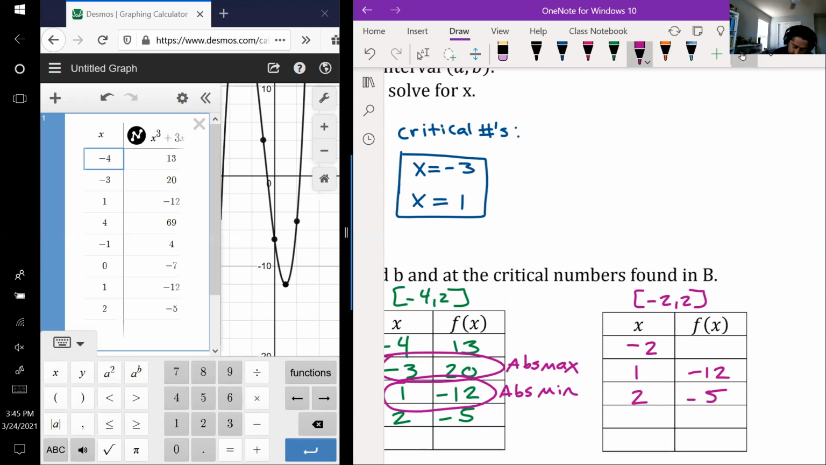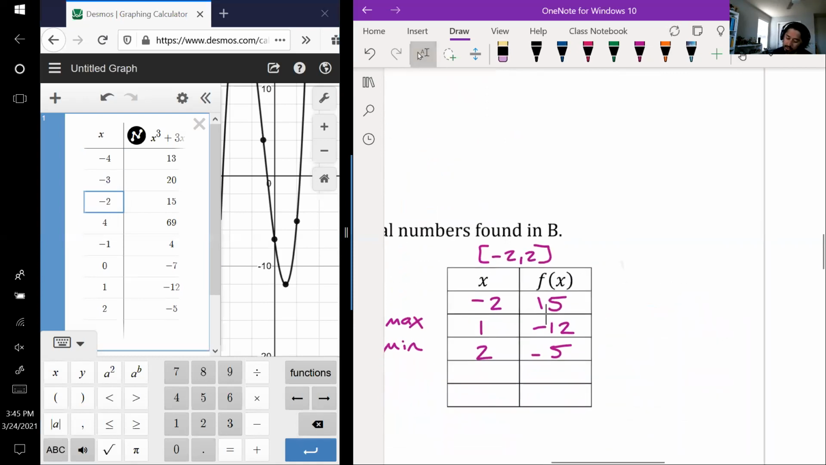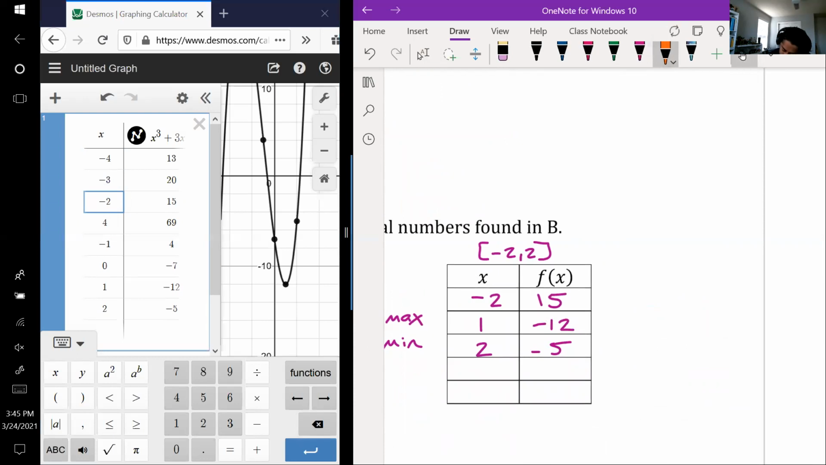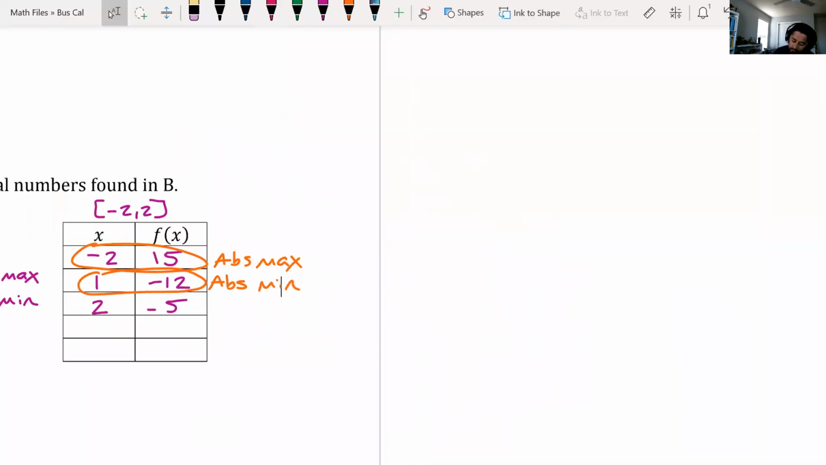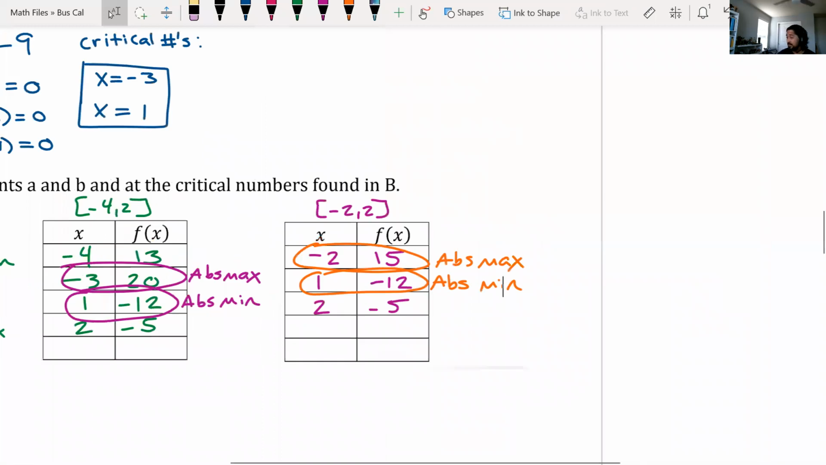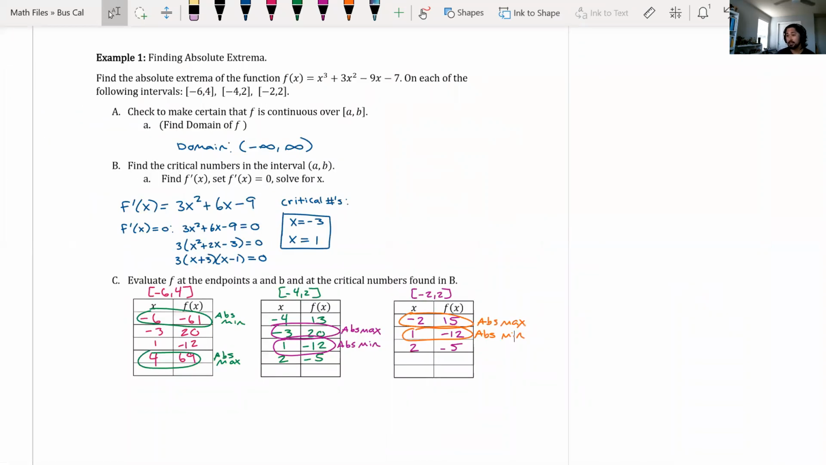Do we know the value at -2? 15. Okay. And what's absolute min? What's absolute max? Min -12, max at 15. Good. Okay. And that's how you find absolute maxes and mins. Any questions on that process? Nope. All right.